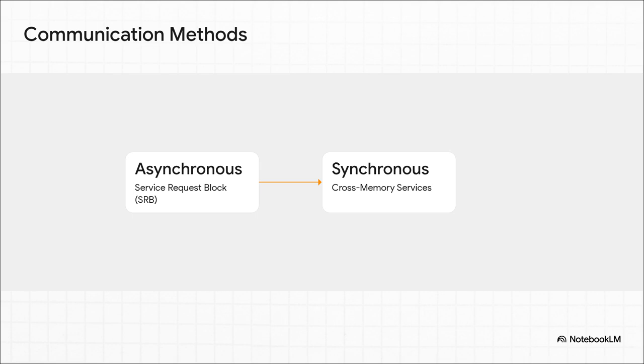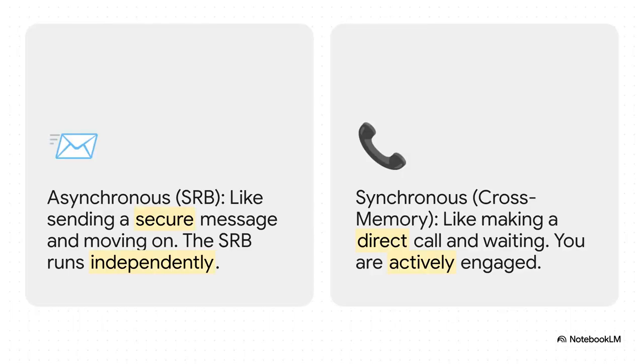Let's break down what that actually means. So, using an SRB, it's kind of like sending a secure message or a work order over to another address space, and then just getting back to your own business. It's asynchronous. You just fire it off and you trust the system to handle the rest. Cross-memory services, though? Totally different. That's synchronous. It's like making a direct phone call. You dial, you establish a connection, you do what you need to do, and you wait for the result before you hang up and move on with your day.